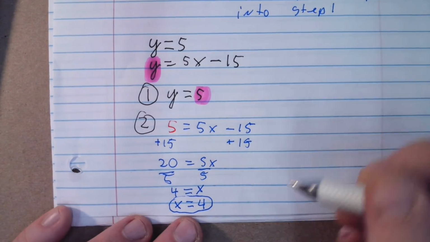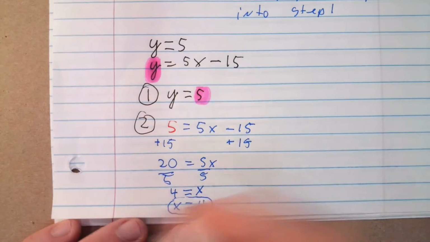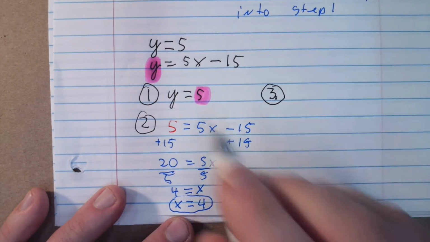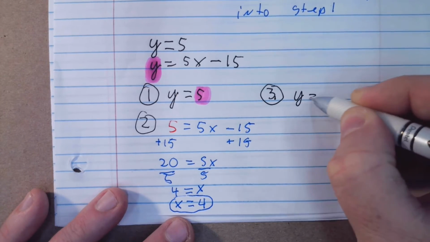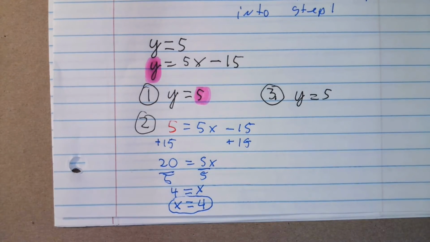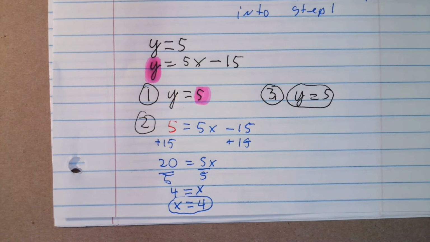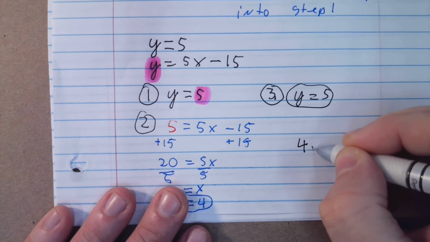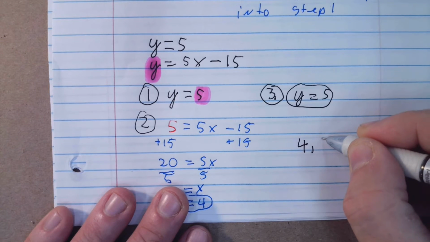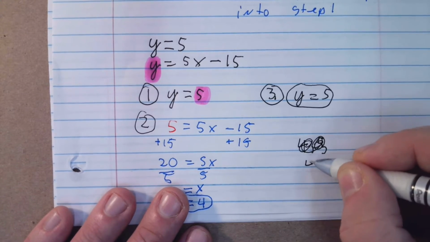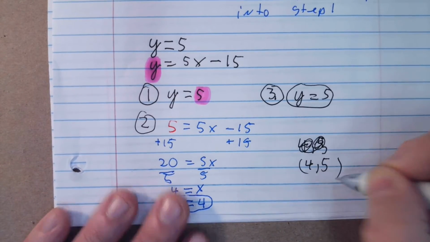Now, what I usually do is I do step 3 up here, except for step 3 is already done for me, isn't it? What does y equal? Okay. So I'm going to circle it because it makes me happy to circle my answers. What's my final answer? 4 comma what? Oops. I did something weird there. 4 comma 5. That's it.